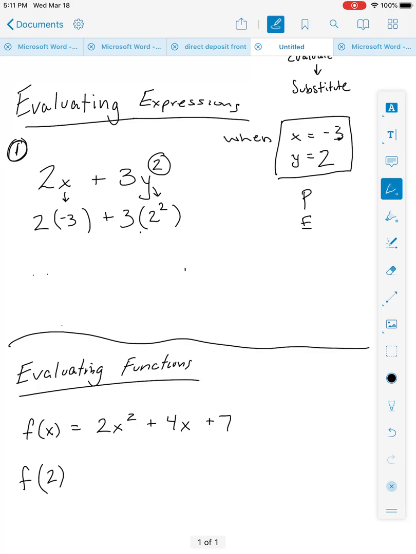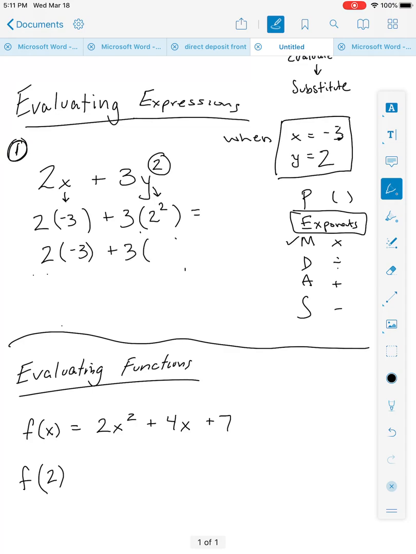And according to PEMDAS, or our order of operations, first we do parentheses, then we do exponents, followed by multiplying, dividing, adding, and subtracting. And in this case, we do have to take care of my exponents before I can multiply. So, my next line, I'll rewrite my expression, and I'll make sure that I take care of my 2 squared, or 2 raised to the second power, which is another way of saying 2 times 2, or 2 times itself, which is 4.